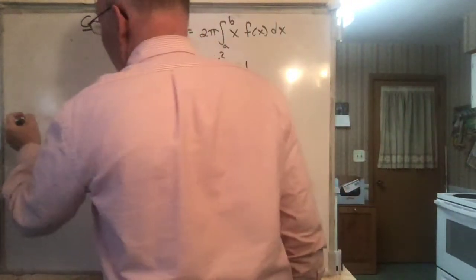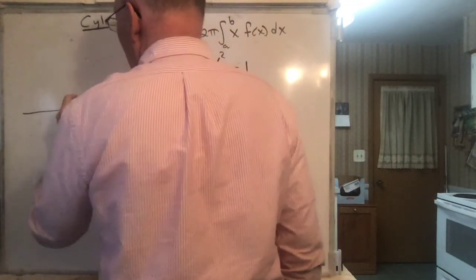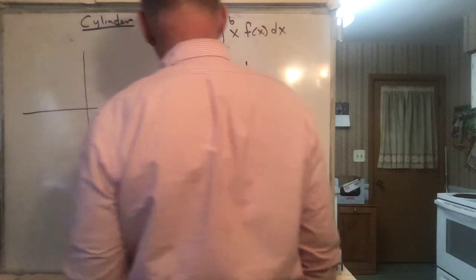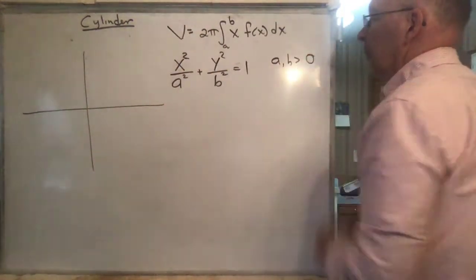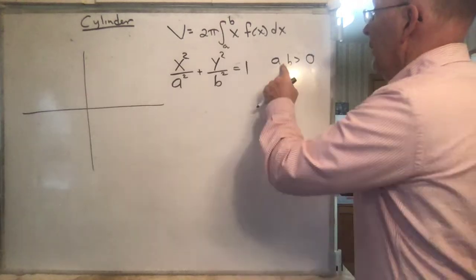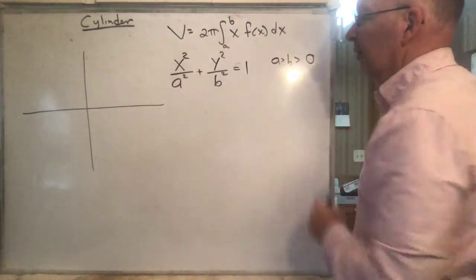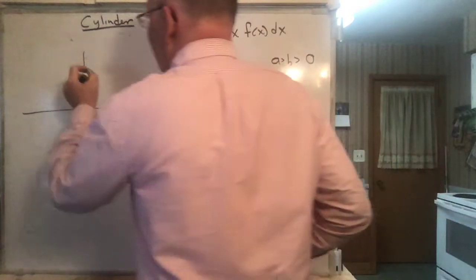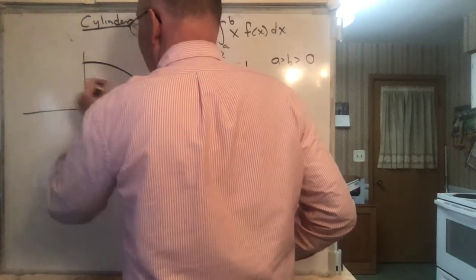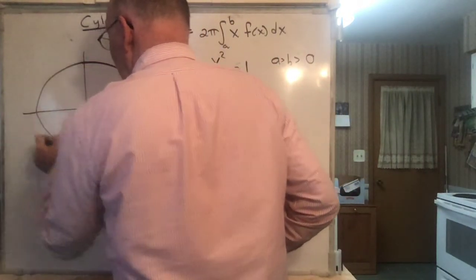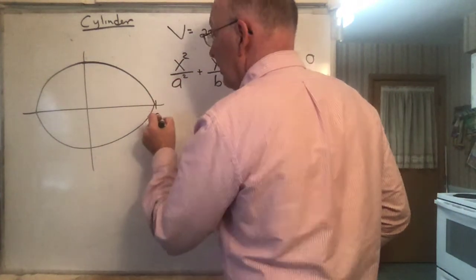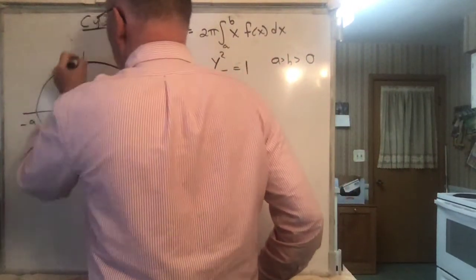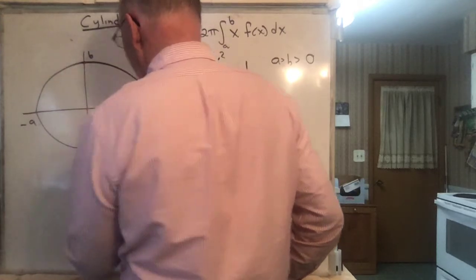There's the equation of an ellipse. It's a circle that's been squashed one way or another. If a and b are both positive, and you make a bigger than b, then it's going to be long and squashed. It's going to look like this. So this is a right here. Here's negative a. Here's b, and here's negative b.